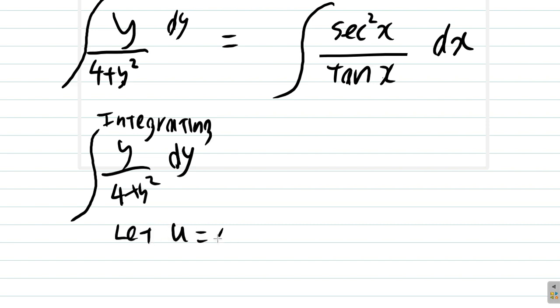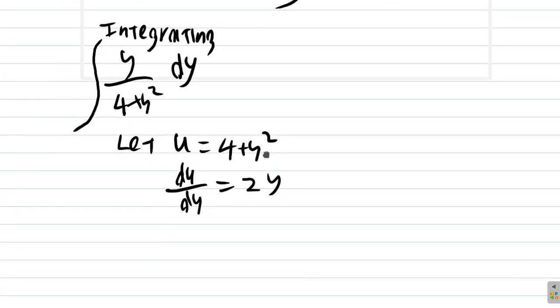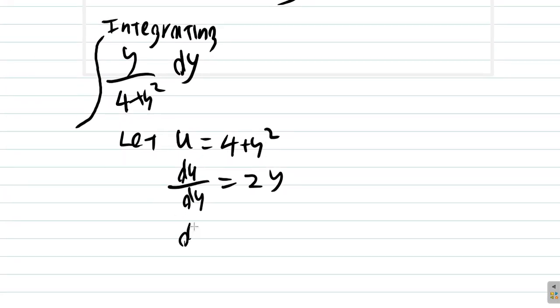Let u be equal to 4 plus y squared. And du/dy equals, remember it's a function of y, not x. If x was there, it would be du/dx, but this is y, it's du/dy. So what happens now? This is 2y. So dy would be equal to du over 2y.